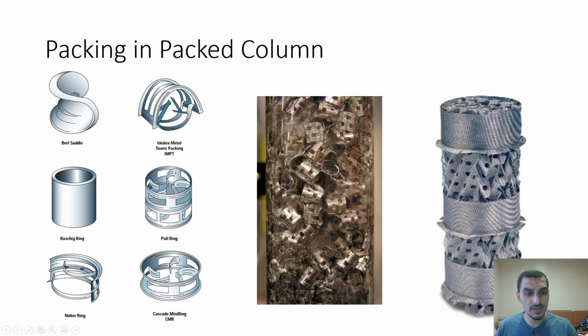But the structured packing, as you see, is a single part. It's custom made so that it's already ready for being put in the column. As you see, it's porous and it offers a flow place for the liquid and vapor streams to go up and down, and offers a good mass transfer between them. So there are two types of packing that are used in industry.